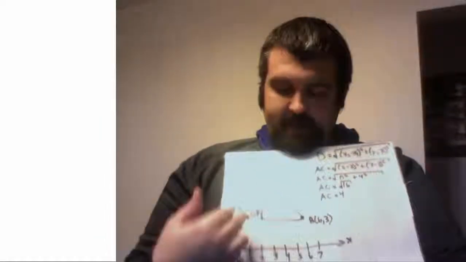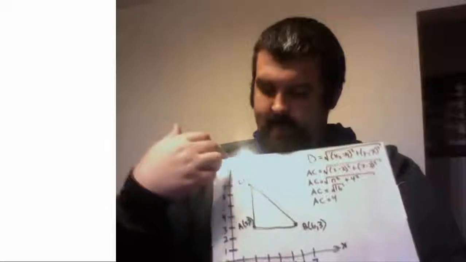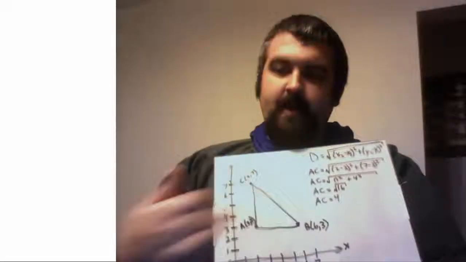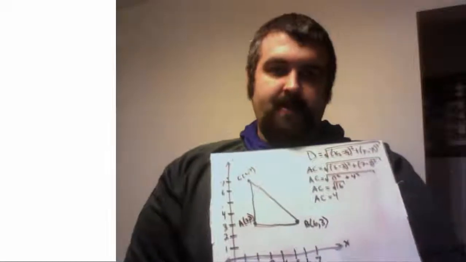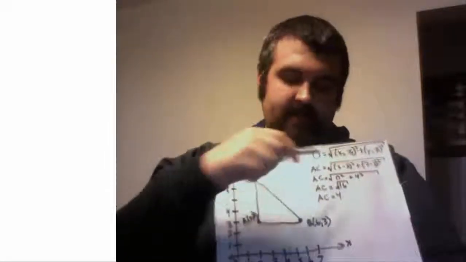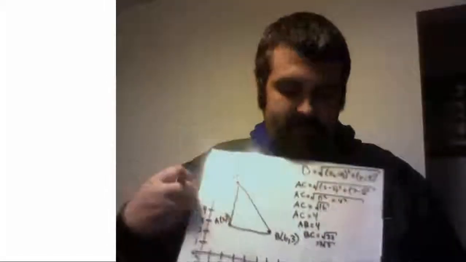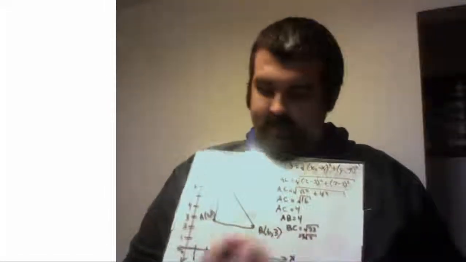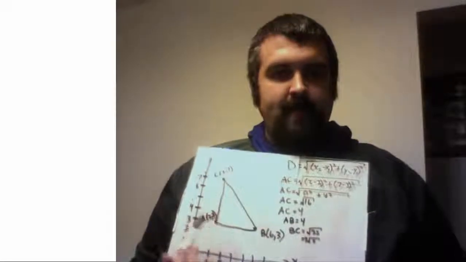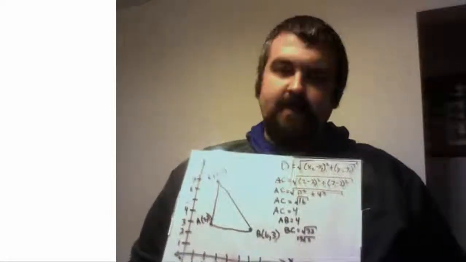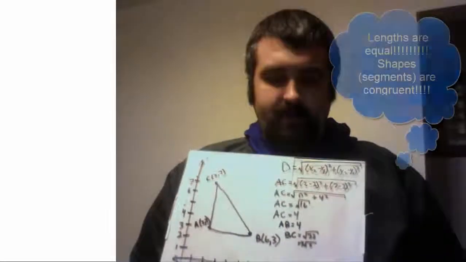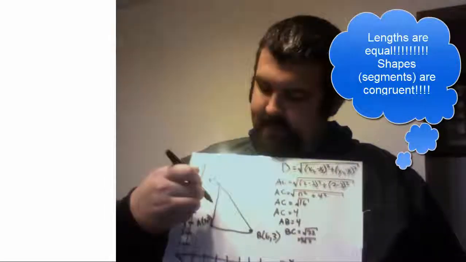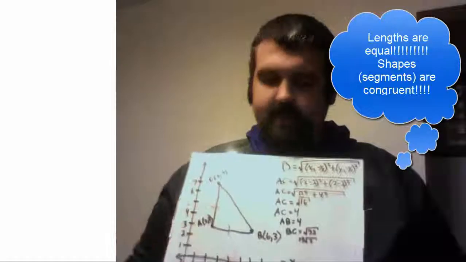Now I'm going to do the same thing for lengths of line segments AB and CB. However, I'm not going to show as much work with these two, but I will be plugging them into this distance formula. So when I plug it into the distance formula myself, I get that the length of segment AB is also 4, and the length of segment BC to be 4 times the square root of 2, or the square root of 32.